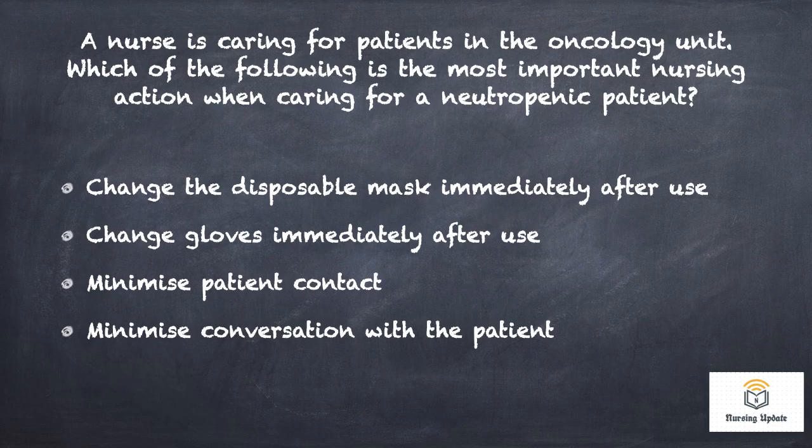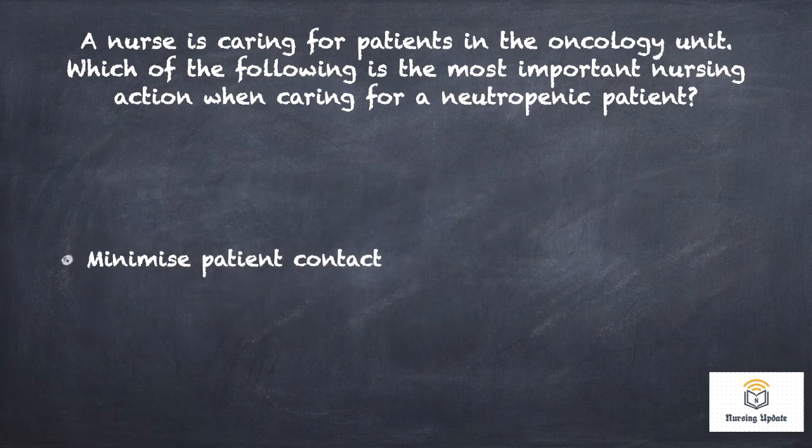Okay, first MCQ. A nurse is caring for a patient in the oncology unit. Which of the following is the most important nursing action when caring for a neutropenic patient? On the oncology ward, the patient is neutropenic. What is the most important nursing intervention you will do? Option A, change the disposable mask immediately after use. Option B, change gloves immediately after use. Option C, minimize patient contact. Option D, minimize conversation with the patient. Okay, so the answer is minimize patient contact. Why is it important?